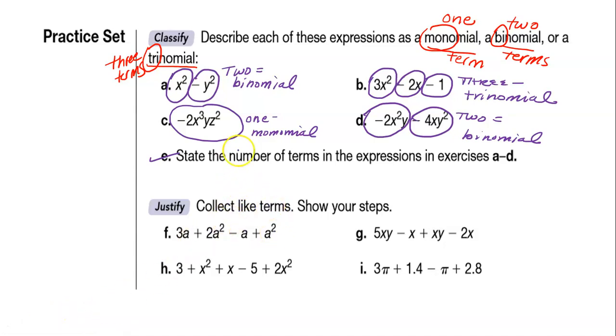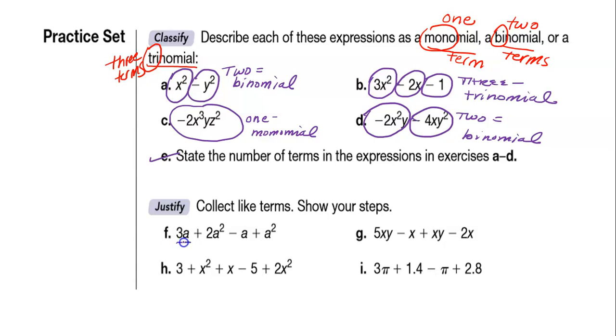Now we're going to do collect like terms. Collect like terms is something that students often struggle with. And if you do struggle with it, that's okay. It's different when we multiply variables than when we add them. So when we add them, the variable doesn't change. Let me show you what that looks like.